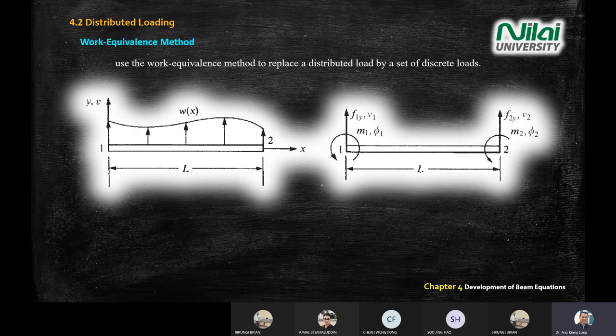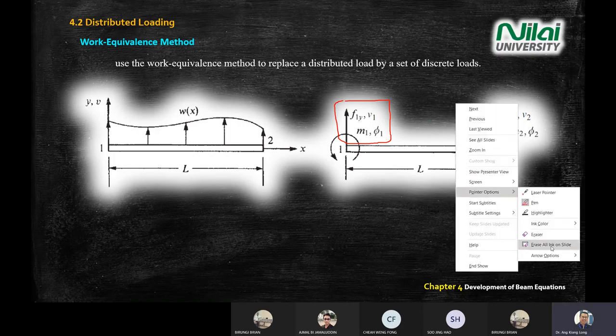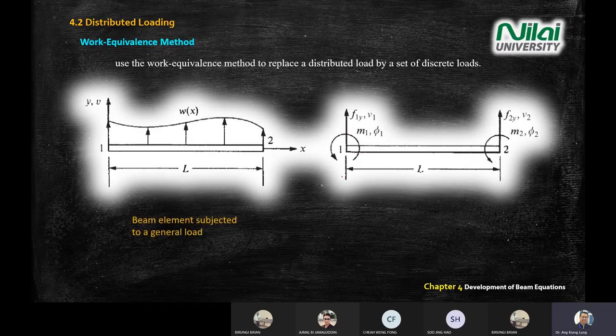As you can see from your screen, if you compare side by side, in the beam system that we learned previously, each point of the beam gives you moment, rotation, force, and vertical displacement at point 1. So these four parameters are important when you study beams: force, vertical displacement, moment, and rotation angle. Same with point number 2. So this is what we learned in the previous lecture. Today we're going to convert the left-hand side diagram into the right-hand side diagram, where we talk about the equivalent: distributed loading changed into the four parameters for each point.